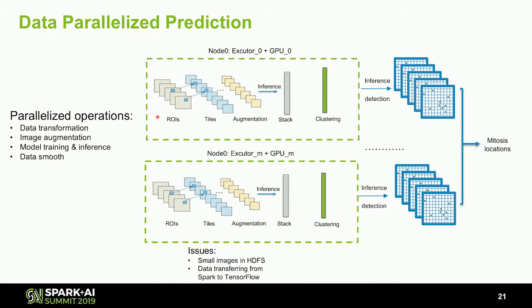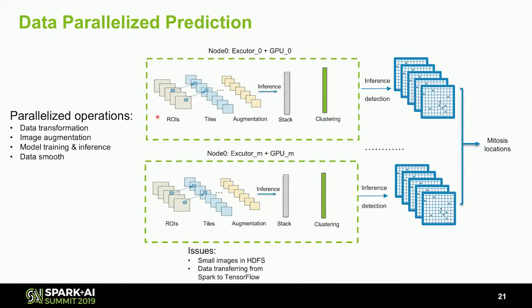But here there are two performance issues. The first one is small files in HDFS. It has very low I/O efficiency when you read many small files from HDFS, and sometimes causes out of memory on the Spark master node. And the second issue is the data transfer from Spark to TensorFlow.